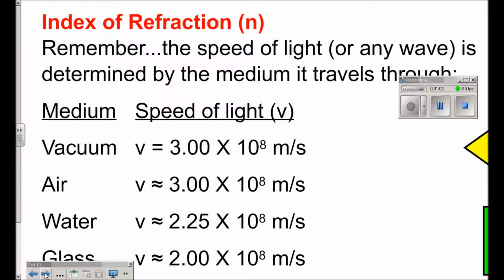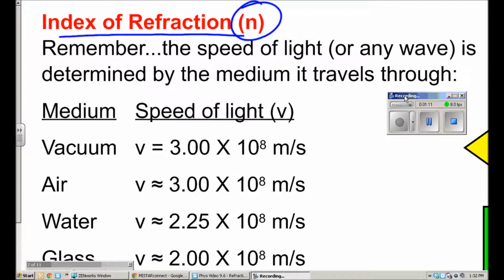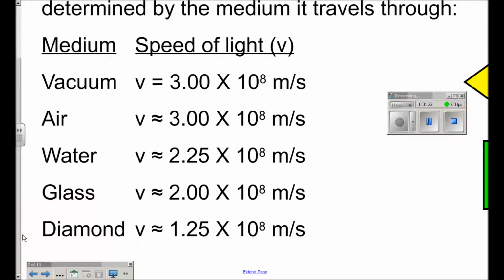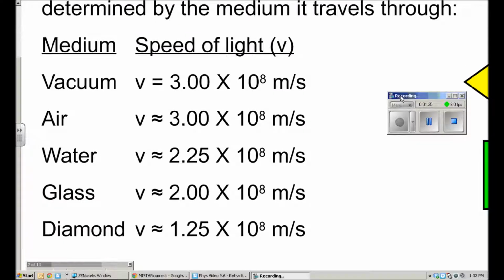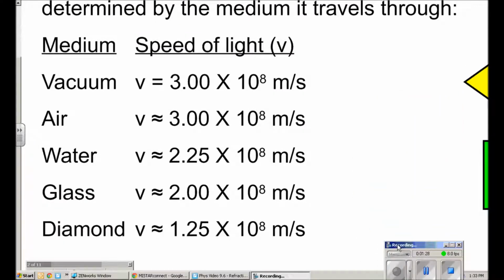First of all, you need to know what the index of refraction is. The symbol for index of refraction is a lowercase letter n. So here's the deal with index of refraction. Before we get into it, you need to remember that the speed of light, or really any wave, is determined by the medium that it travels through. All right, so the speed of light in a vacuum is 3 × 10⁸ meters a second. The speed of light in air is basically the same thing. It's a teeny bit less, technically, but so close that you can treat it as the same thing.